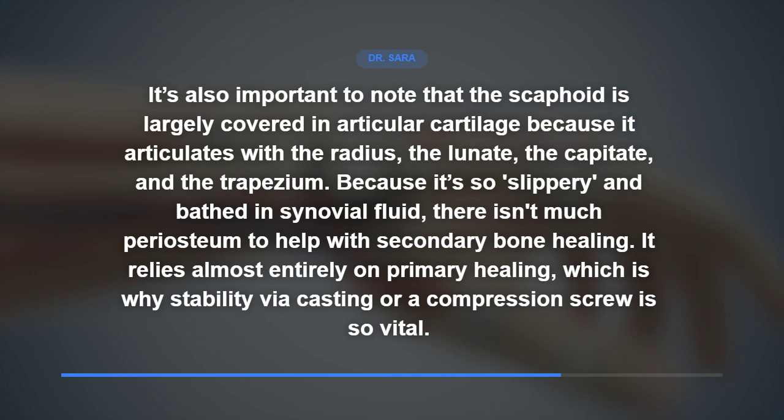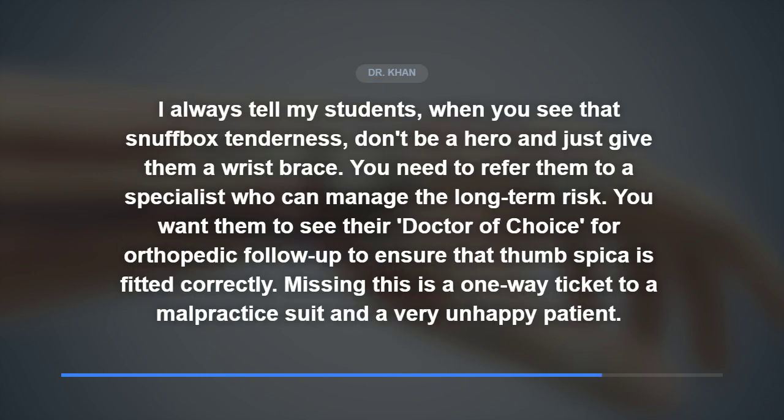It's also important to note that the scaphoid is largely covered in articular cartilage because it articulates with the radius, the lunate, the capitate, and the trapezium. Because it's so slippery and bathed in synovial fluid, there isn't much periosteum to help with secondary bone healing. It relies almost entirely on primary healing, which is why stability via casting or a compression screw is so vital.